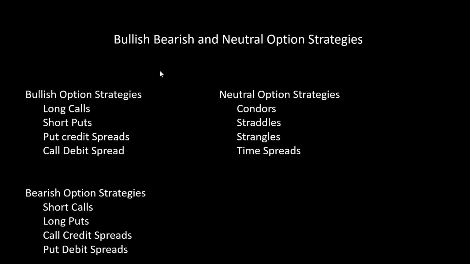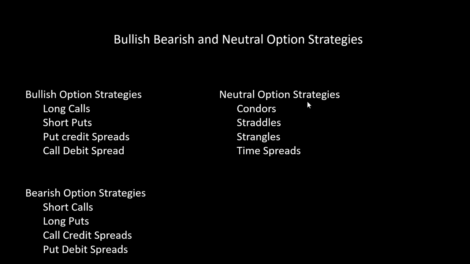Now, if you look at the bullish and neutral option strategies here, for bullish option strategies, obviously long calls, short puts. You go and just buy a call, sell a put, do a put credit spread or a call debit spread. These are bullish option strategies. The bearish option strategies are just the opposite. Your short calls, your long puts, call credit spreads are bearish, and put debit spreads are bearish. So you can see the opposite of the bullish ones. So those are the strategies for bullish and bearish.